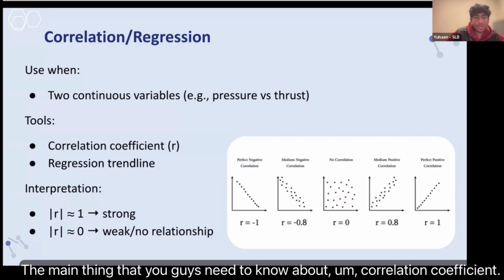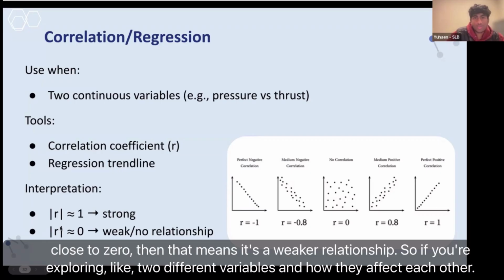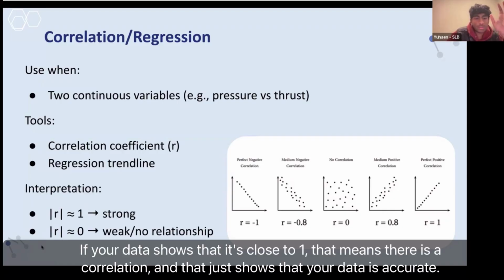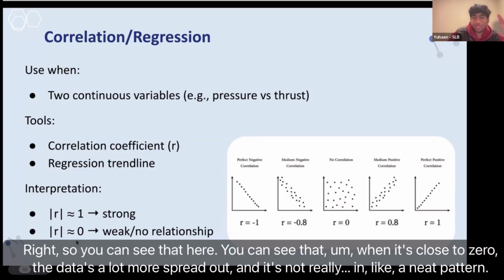The main thing you need to know about the correlation coefficient is that this R, if it's closer to 1, means it's a stronger relationship. If it's close to 0, it's a weaker relationship. If you're exploring two different variables and how they affect each other, and your data shows it's close to 1, that means there is a correlation. However, if it's closer to 0, it's a lot weaker and there's actually no relationship between the two variables, right?